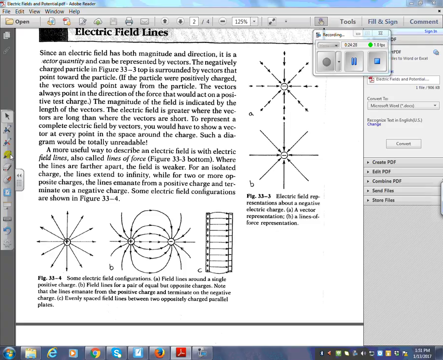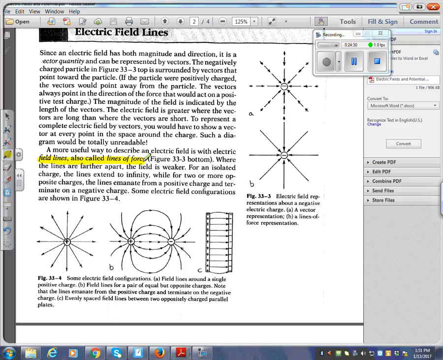Also called lines of force. These are not vectors. These are electric lines of force, or electric field lines. Where the lines are farther apart, the field is weaker, just like gravity. Okay? So where they're far apart like this, weak. Where it's in close here, strong.